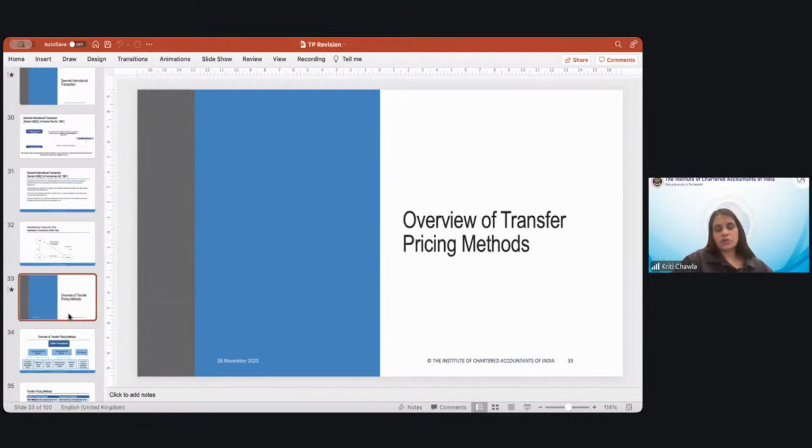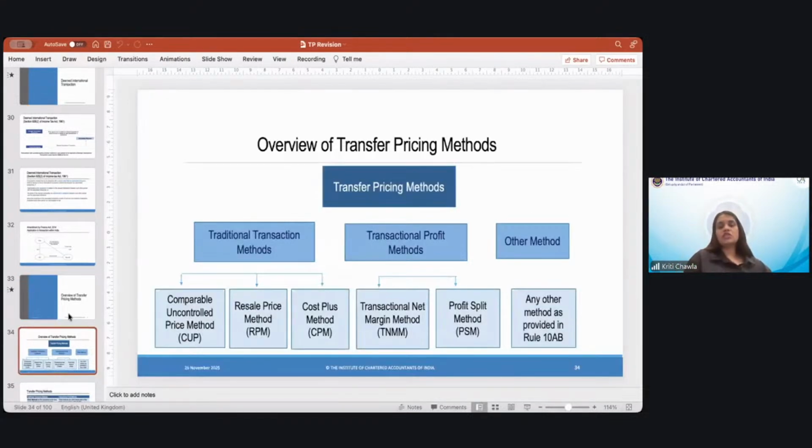Now, after the concept of AEs and international transaction, the third important concept from a transfer pricing perspective, and also important from an examination perspective, is the overview of transfer pricing methods. Now, when it comes to transfer pricing methods, there are 5 methods that are provided in the OECD transfer pricing guidelines. There are 5 methods in the UN transfer pricing guidelines. But from an Indian perspective, there are 6 methods that we will be talking about.